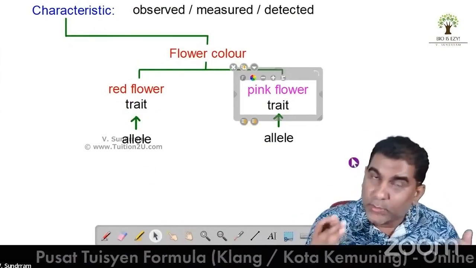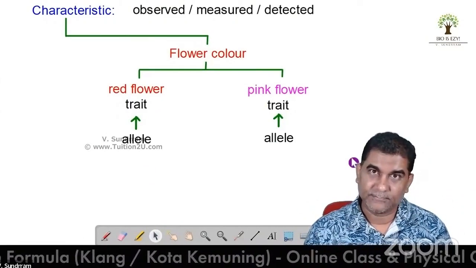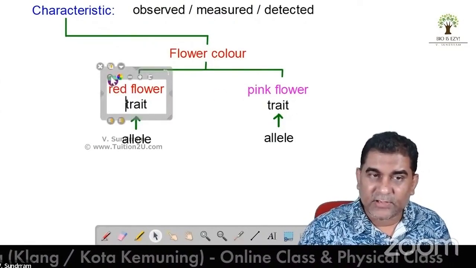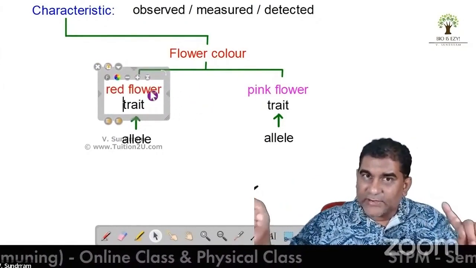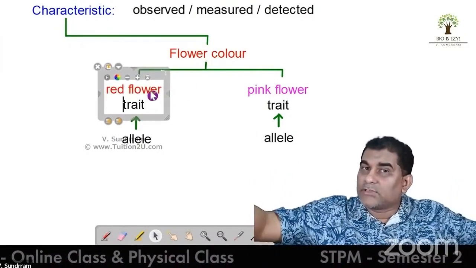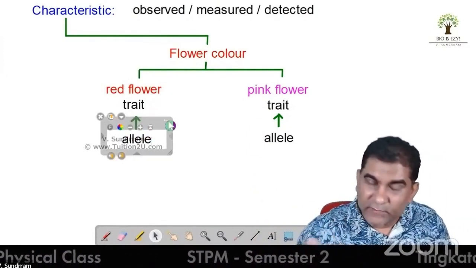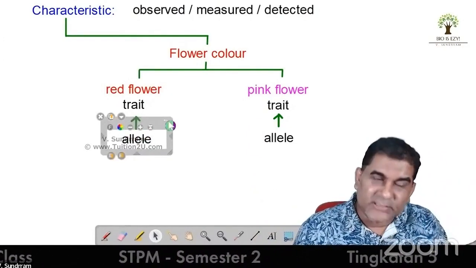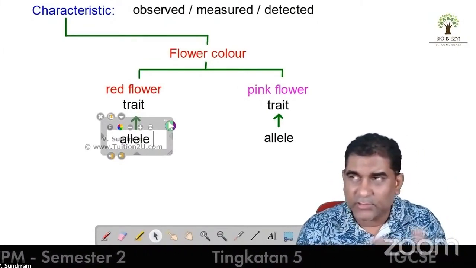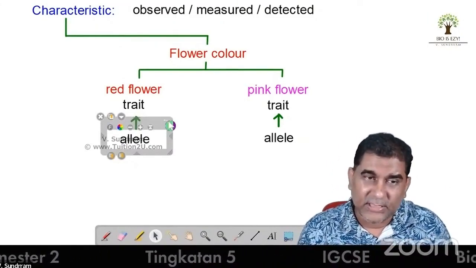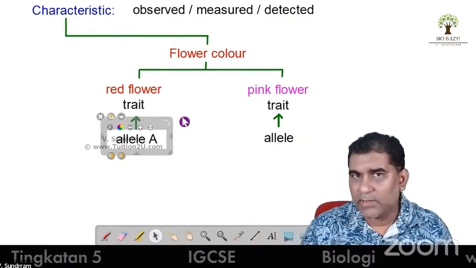How do we show the examiner that these alleles are different? We already know the trait is different because this is red flower, this is pink flower. If the trait is different, the allele that controls the trait must also be different. So here, we use alphabets to represent the alleles. Normally we use capital A or capital B. You can use any alphabet. I like to use capital A and small a.